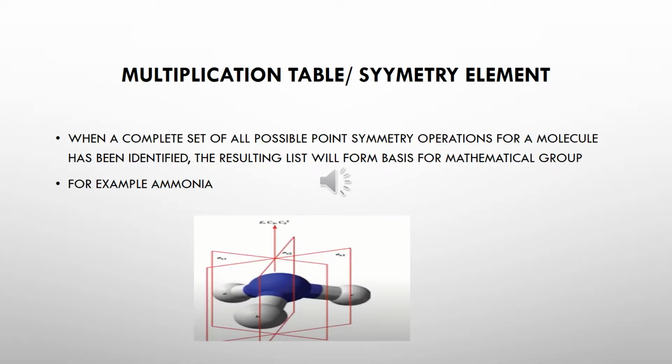So next is the multiplication table, which is defined as follows: when a complete set of all possible point symmetry operations for a molecule has been identified, the resulting list will form the basis for a mathematical group. The diagram of ammonia is shown below, and it is the complete description of all the symmetry elements and operations present in the ammonia molecule, and the labels on the hydrogen atoms are actually just imaginary.